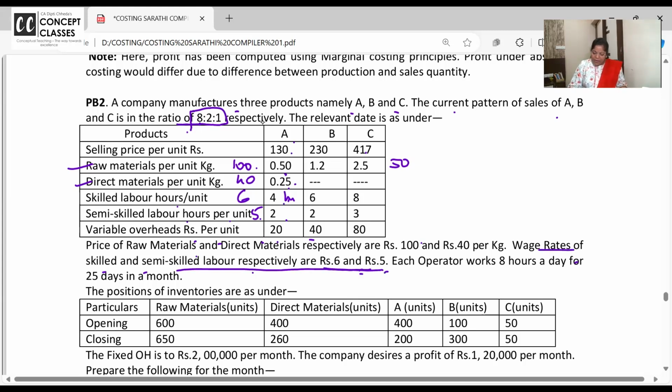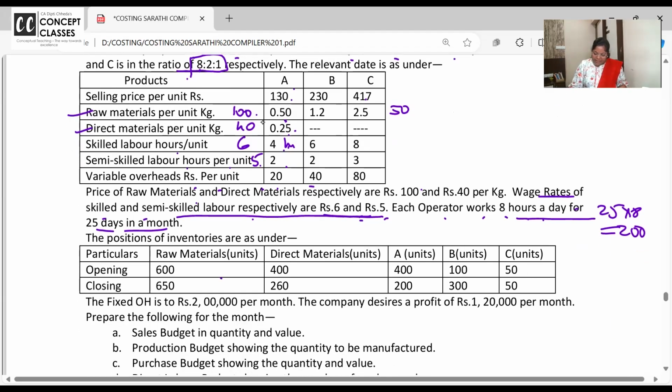6 and 5 per hour. So like this, if you multiply, you will get the per unit cost. Each operator works for 8 hours a day for 25 days. So 25 days into 8, that is 200. If you can get the hint, I have already solved this problem in the booster notes.